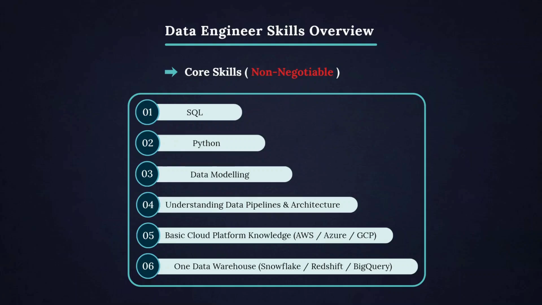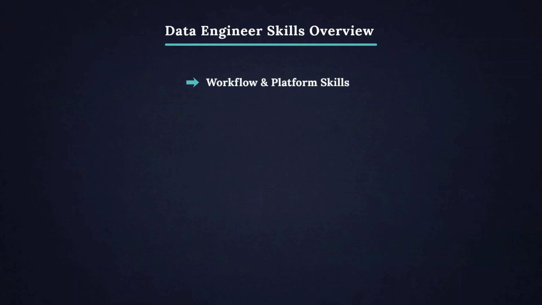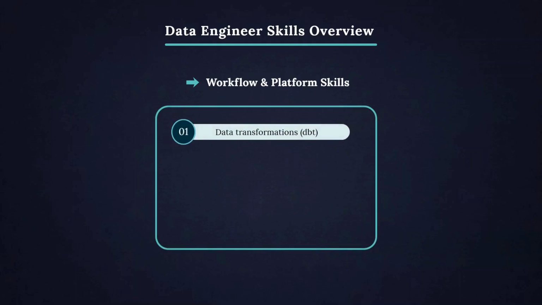Once your core skills are solid, the next set of skills you will pick up are workflow and platform skills. These skills help you work in real production data systems where multiple pipelines run every day. The first one is data transformation. It is commonly done using tools like dbt. This is where the raw data is cleaned and shaped into tables that actually make sense for the business.